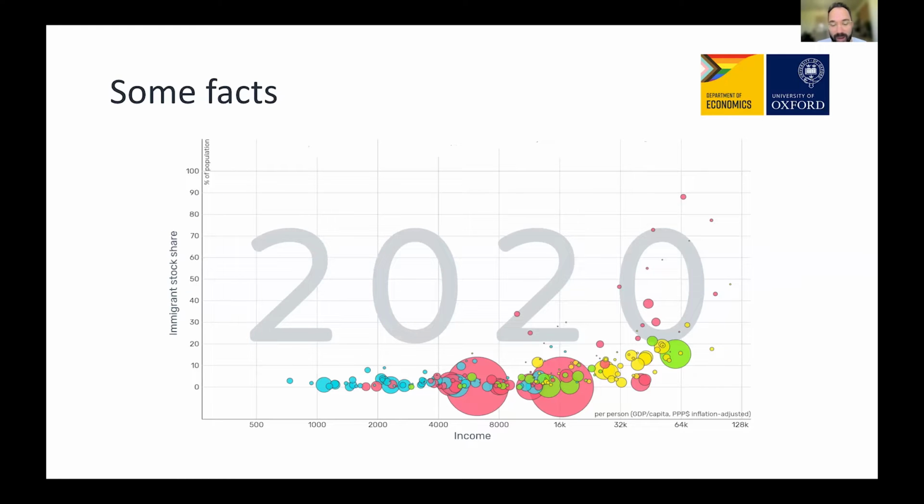Now, this is just another way, again, to show you that immigration is concentrated in high-income countries. This plots the stock of immigrants as a share of the population against GDP per capita. The UK is somewhere up here in the high-income countries, and you see that basically the lowest income countries here don't see very much in terms of immigration, whereas the highest income countries see the bulk of this.